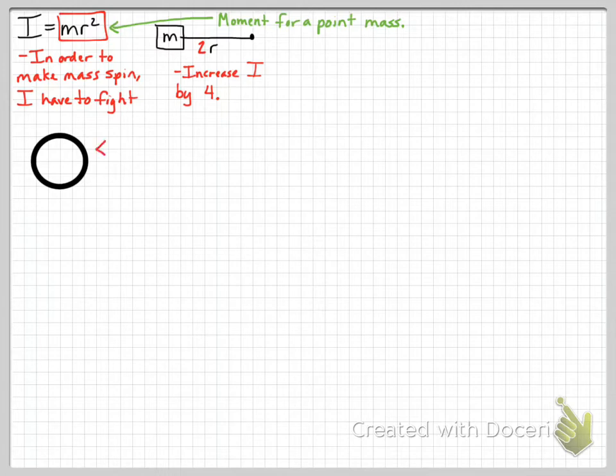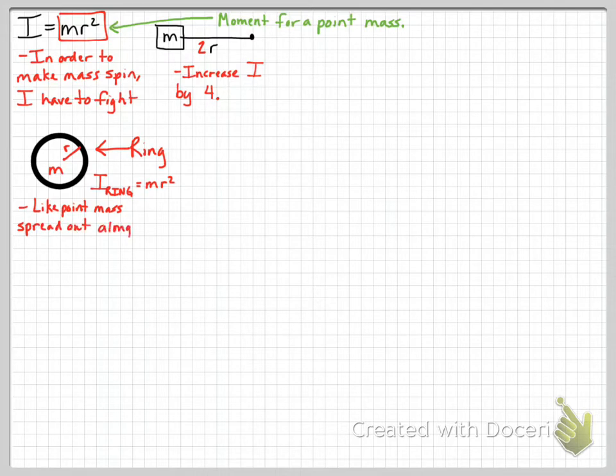The next one we're going to deal with is a ring. And a ring is a lot like a point mass. That mass is rotating around the outer edge, and it just is spinning about that outer edge. And so at some radius away from the center, the moment of inertia for a ring is still mr squared. It's much like a point mass. It's just spread out all along the edge of the object.